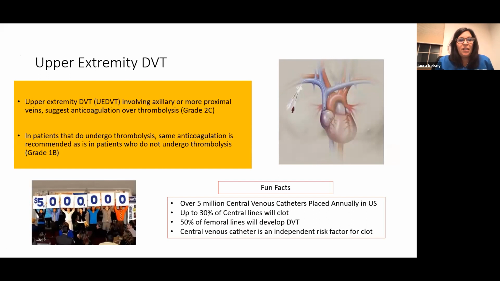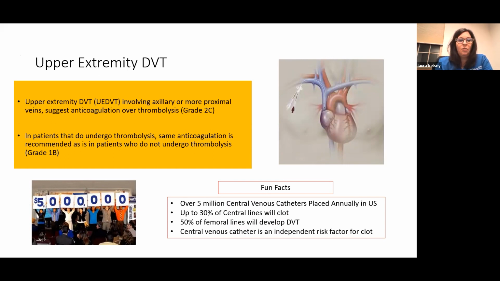Upper extremity DVT, when you're talking about that, if you're in the proximal, would be axillary or more proximal veins, they suggest anticoagulation over thrombolysis. And these are our patients that have indwelling catheters, right? And they should undergo the same anticoagulation even if they get that open.